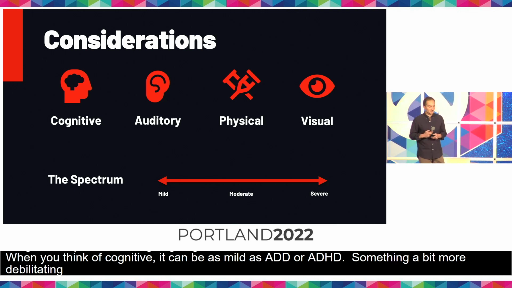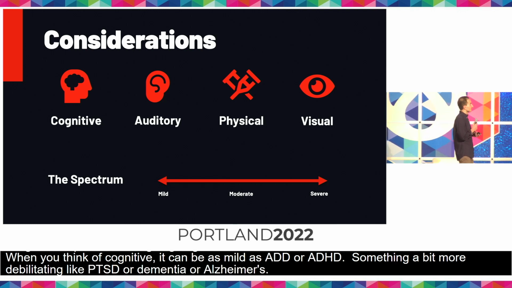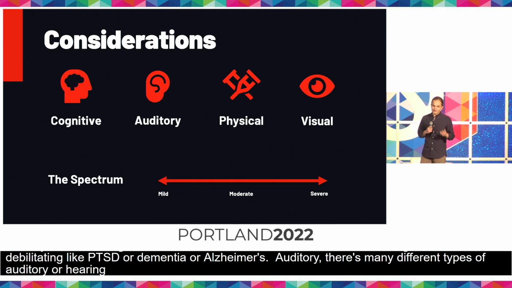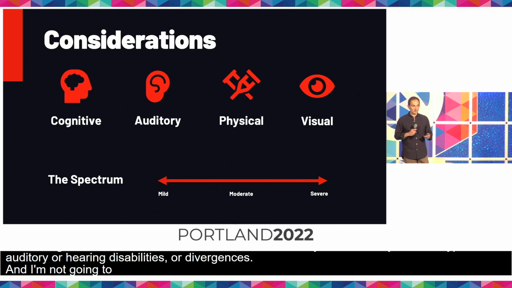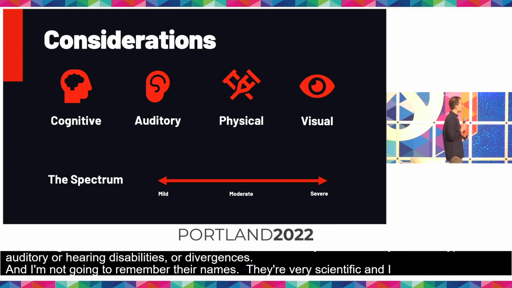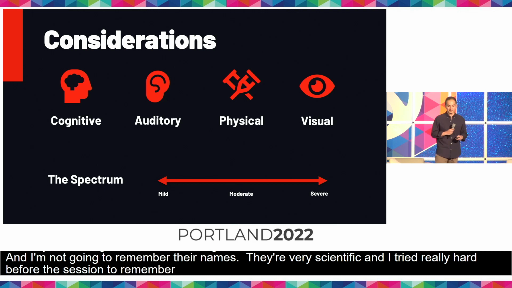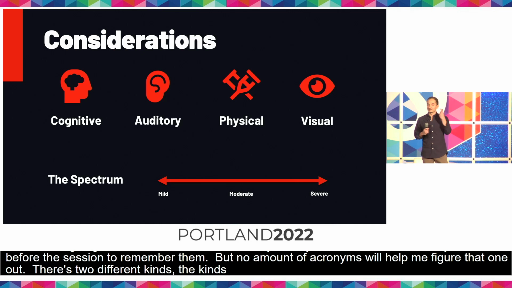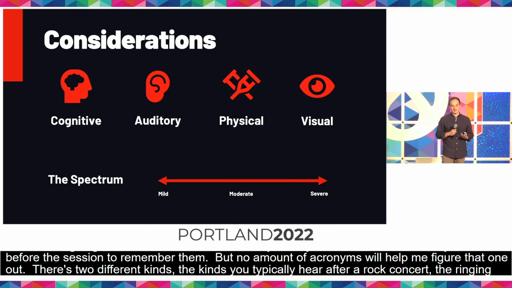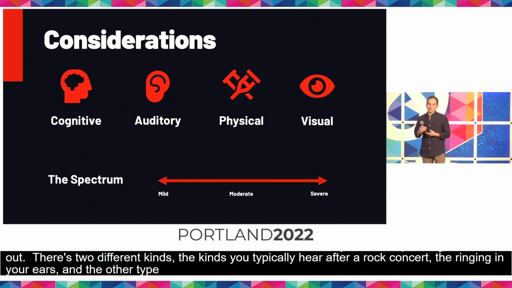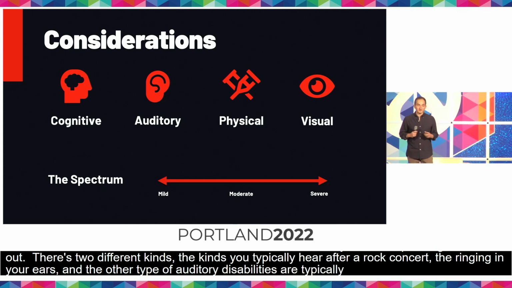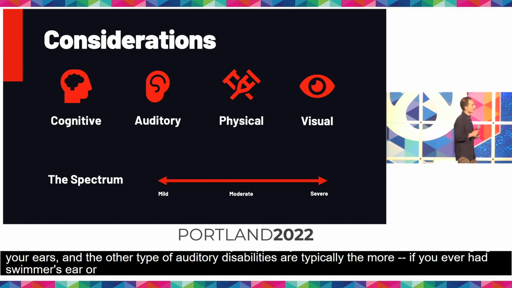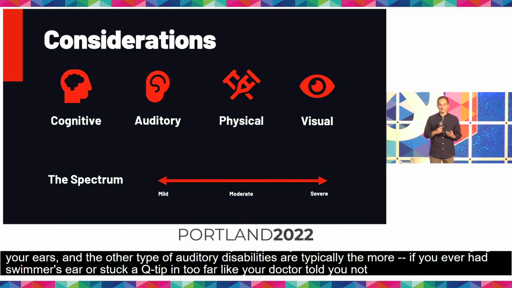And auditory, there's two main different types of auditory or hearing disabilities, or divergence, if you will. And I'm not going to remember their names. They're very scientific, and I tried really hard before the session to remember them. But no amount of acronyms will help me figure that one out. So there's two different kinds. The kind you typically hear after a rock concert, the ringing in your ears, and the other type of auditory disabilities are typically the more dulling kind. Kind of, if you ever had swimmer's ear, or if you've stuck a Q-tip in too far, like your doctor told you not to 100 times, that is that dulled kind of hearing that users sometimes experience.